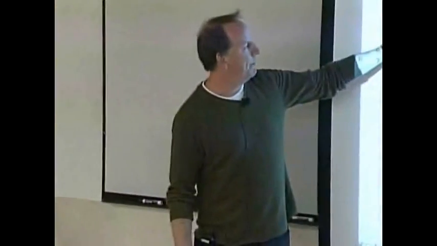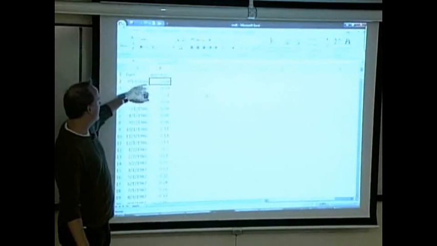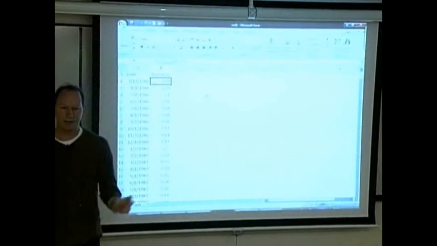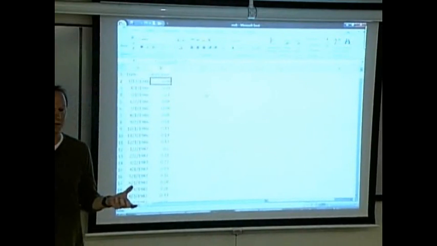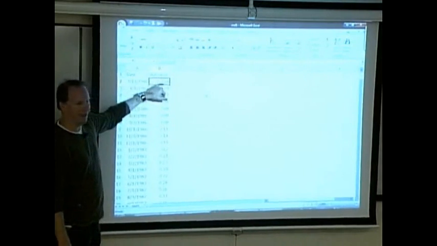Another thing about Yahoo data to pay attention to is the price here: Microsoft started trading in 1986 at 8 cents. Now that's the adjusted closing price. That's been adjusted for stock splits, right? So the actual price in 1986 wasn't 8 cents.